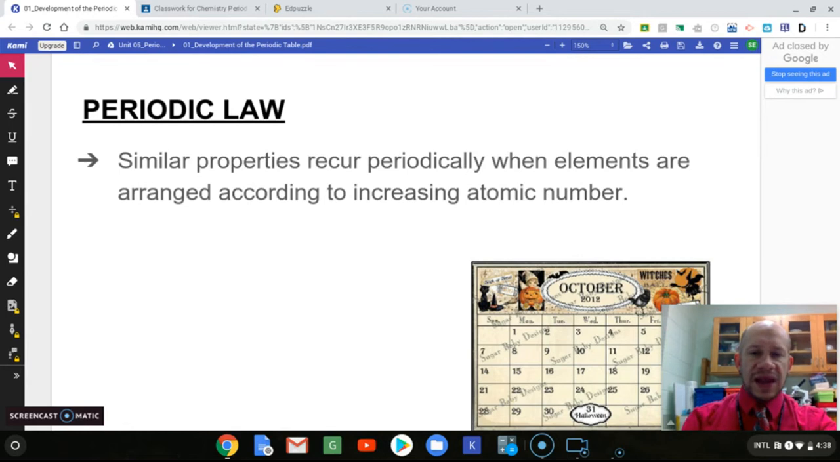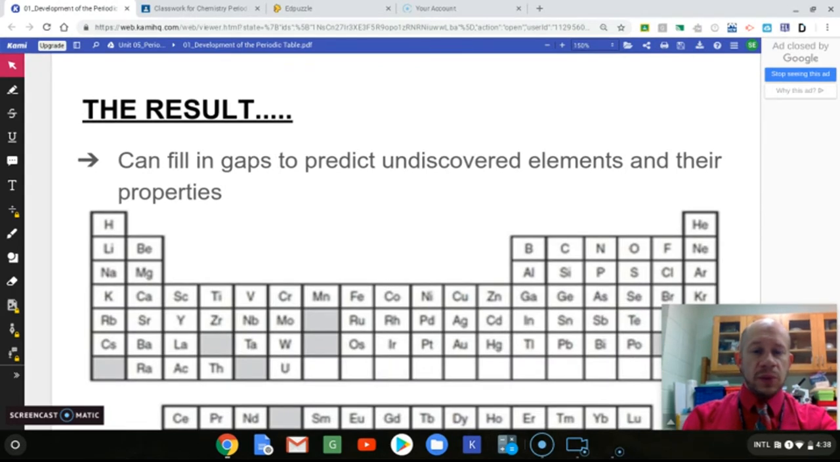This is similar to the calendar. Every year we have the same dates occur around the same time. So as fall approaches and the leaves start falling off the trees, that's about the same time in October. That means we have the same types of things recurring periodically. So the result was Moseley was able to predict undiscovered elements and their properties. So these little dark squares here, those were elements that did not exist or were not discovered yet at the time of the development of this early periodic table.